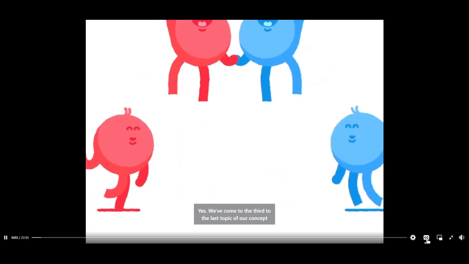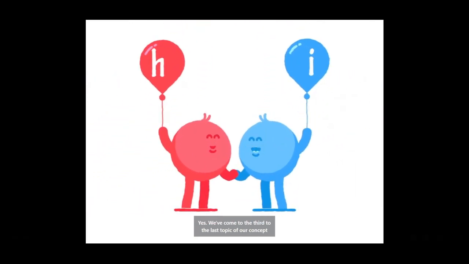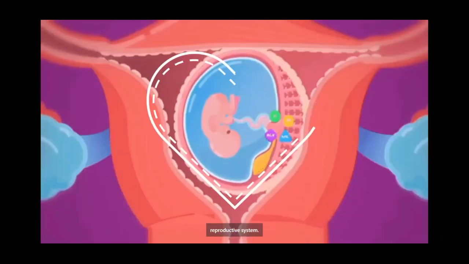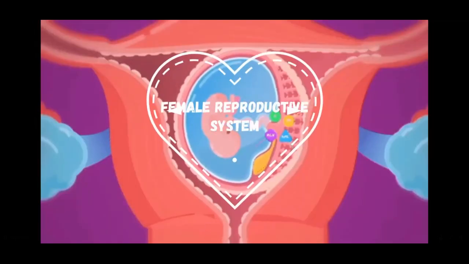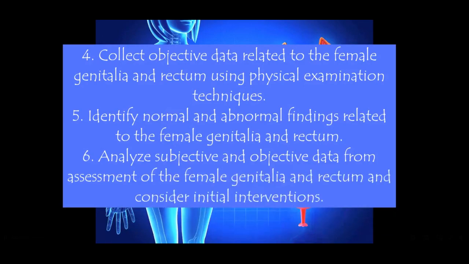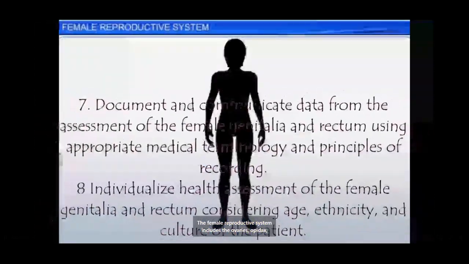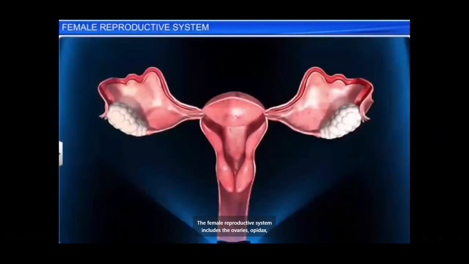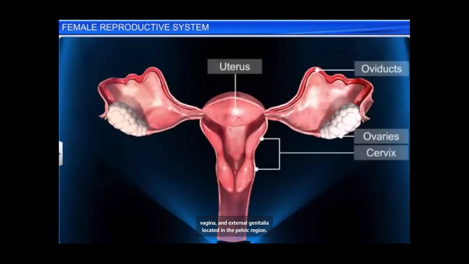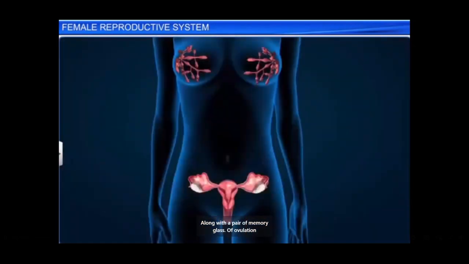Yes, we've come to the third to the last topic of our concept, health assessment, and we're going to tackle the female reproductive system. The female reproductive system includes the ovaries, oviducts, vagina, and the external genitalia, located in the pelvic region, along with a pair of mammary glands.